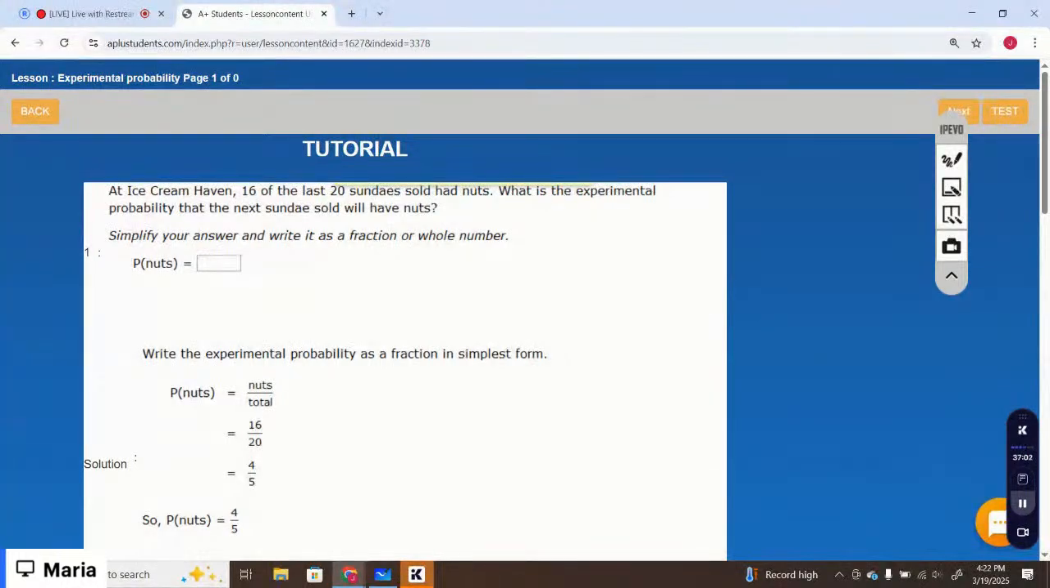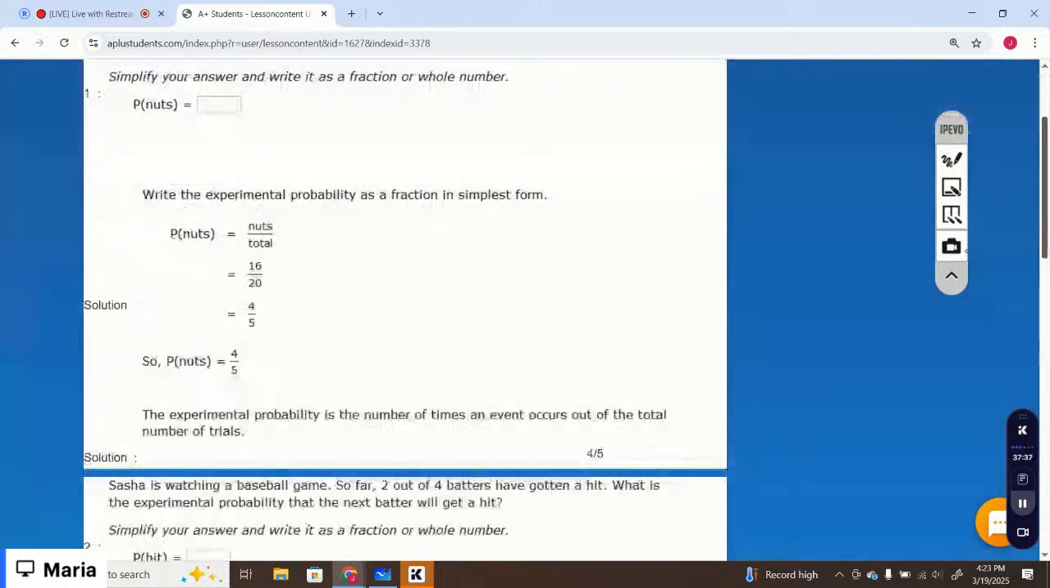At Ice Cream Heaven, 16 of the last 20 Sundays sold have nuts. What is the experimental probability that the next Sunday we sold have nuts? So you need to calculate the probability of nuts. So 16 of them have nuts out of 20. So that is 4 by 5. The probability of nuts is 4 by 5.